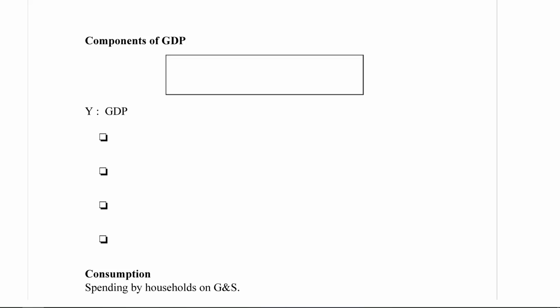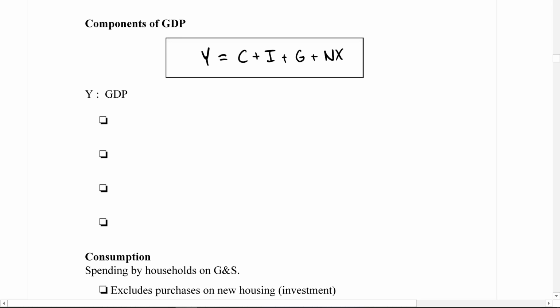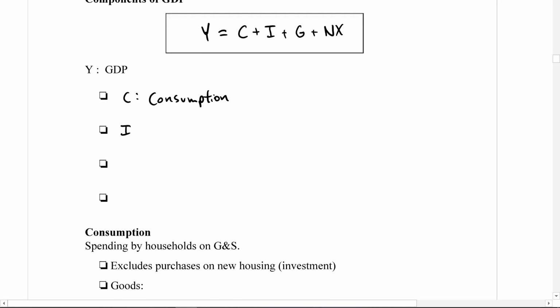So we're going to say Y as our variable for GDP, and this is composed of 4 primary categories: C plus I plus G plus NX. Okay, and each of those stand for something different. C is consumption. And we're going to go into each of these as we go. Consumption. I is investment. G is government spending.